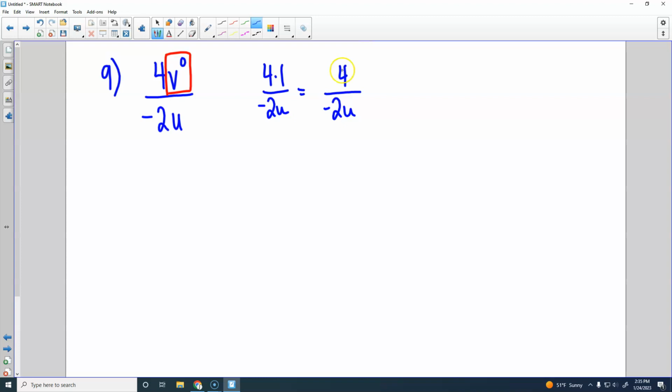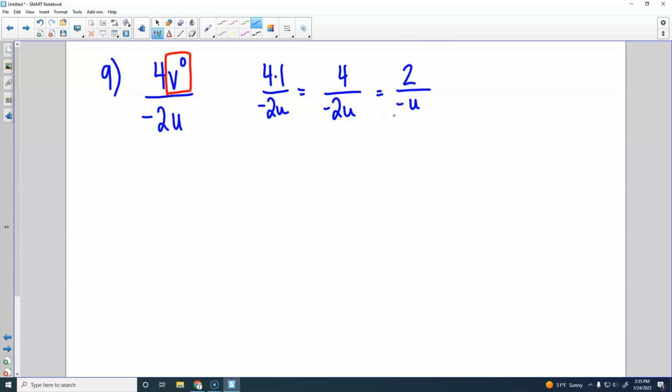I also need to think about these coefficients, my big numbers. Would they reduce if I have 4 over 2? What would I get? 2. Does the 2 go in the top or the bottom? Top. So 2 over negative u. I still have that negative right there.